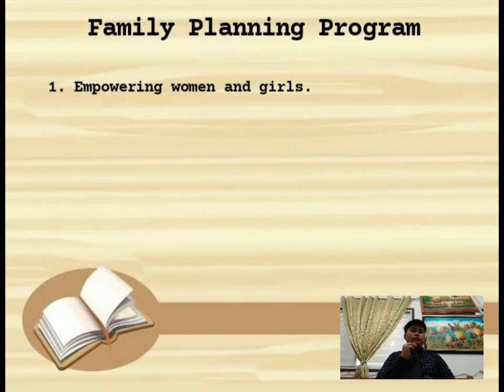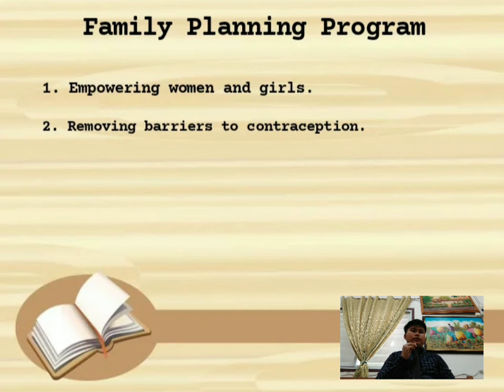Number 1. Empowering women and girls. This is where the women and girls have the power to choose for their bodies and lives. Number 2 is removing barriers to contraception. This is where the couples who want to avoid pregnancy can easily access contraception without any reason.